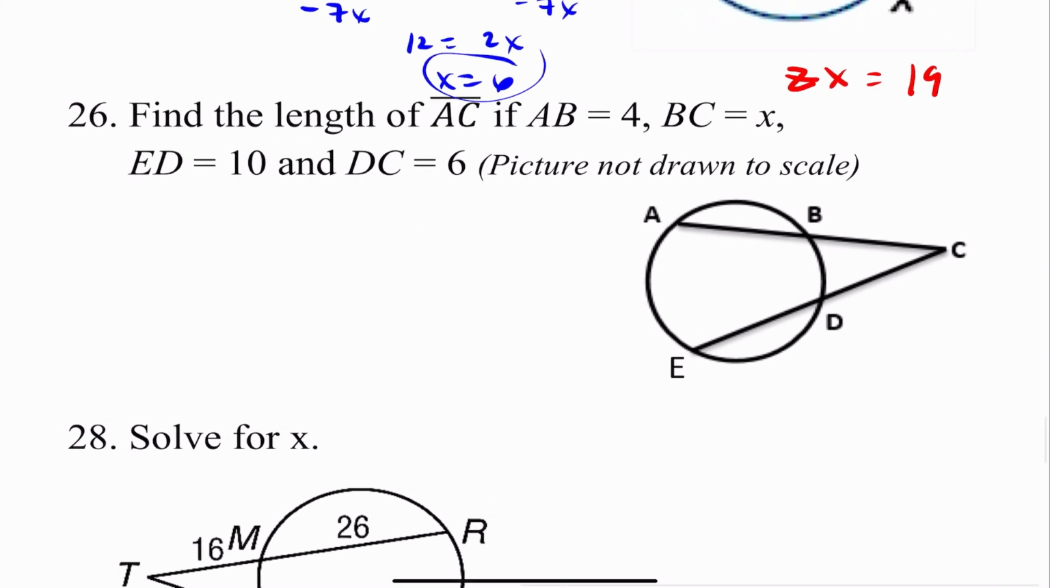Number 26, find the length of segment AC if AB is 4, BC is x, ED is 10, and DC is 6. Okay, so we're dealing with two secants here. We're finding how long x is, and then also find how long AC is. So we're going to apply that formula, WO equals WO.